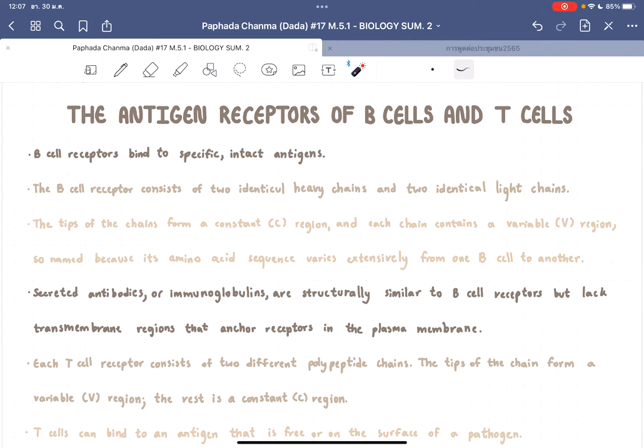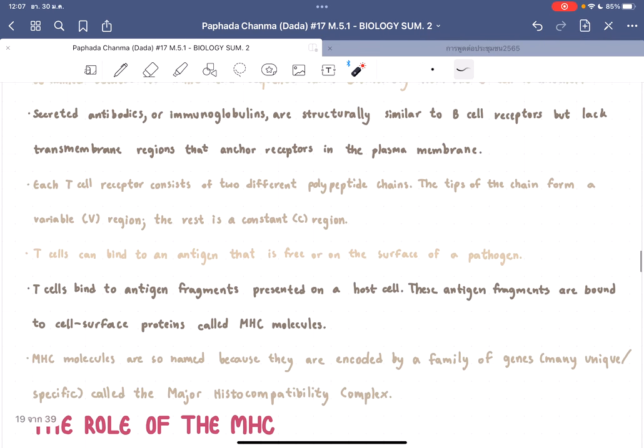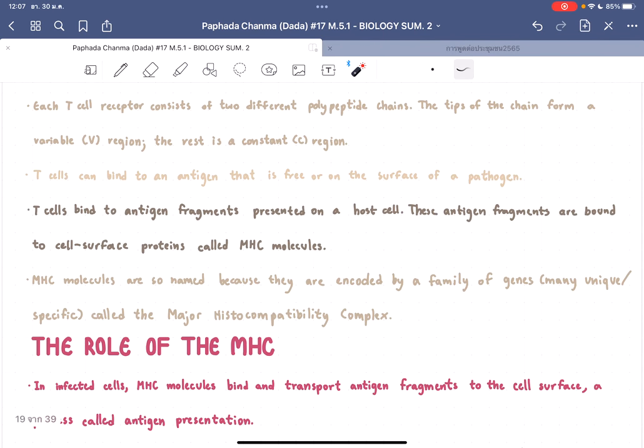Secreted antibodies or immunoglobulins are structurally similar to B cell receptors, but lack the transmembrane region, which anchors receptors in the plasma membrane. Each T cell receptor consists of two different polypeptide chains. The tips of the chains form a variable V region, and the rest is the constant C region. B cells can bind to an antigen that is free or on the surface of a pathogen. T cells bind to antigen fragments present on a host cell.